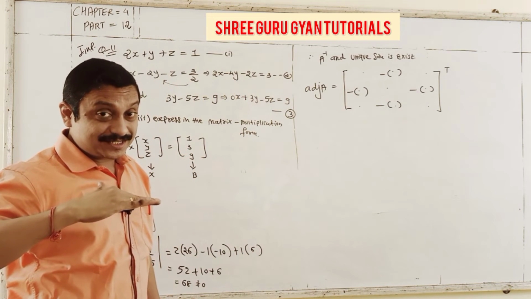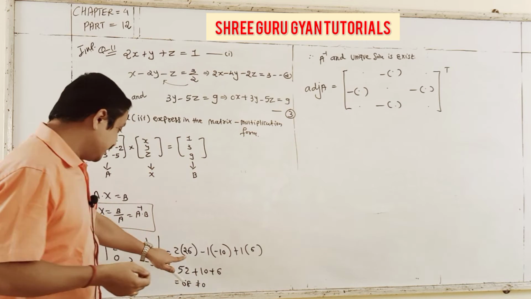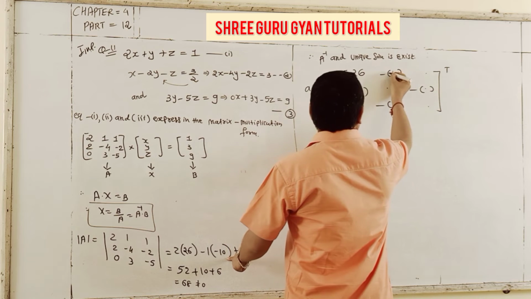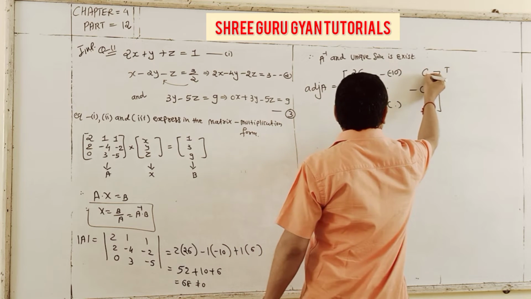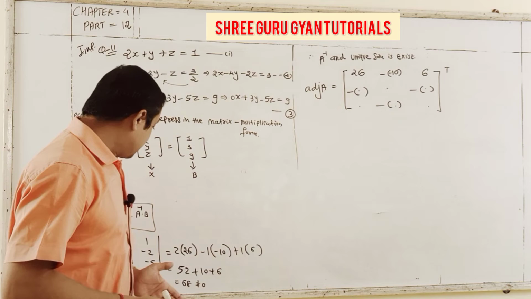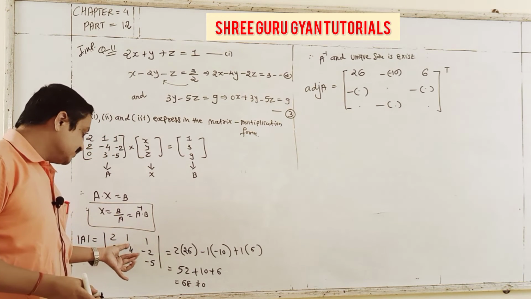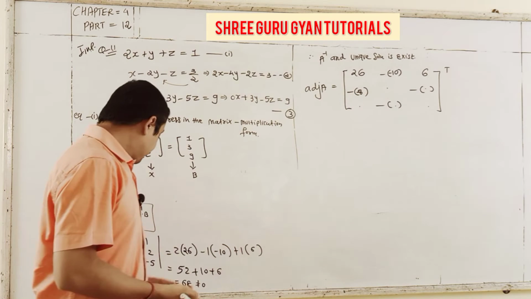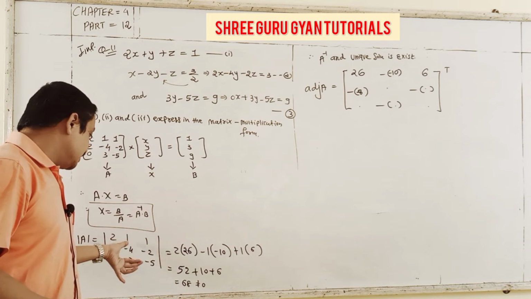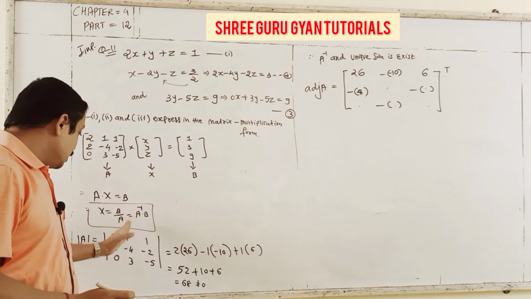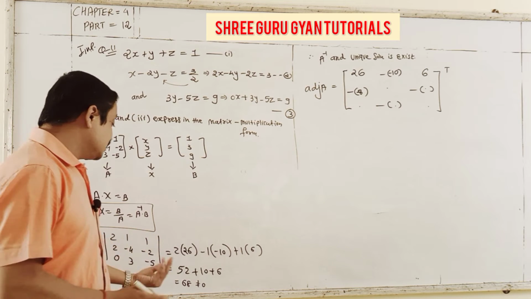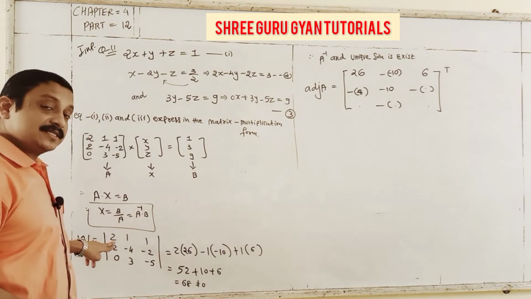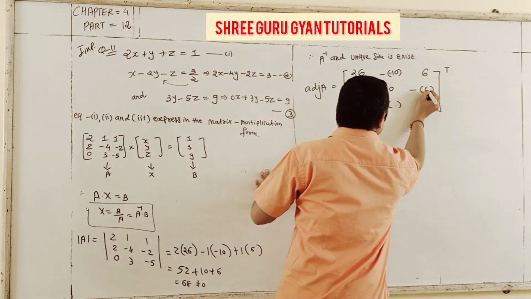First cofactors, row wise. Row 1 first cofactor already I calculated here, 26. Next minus 10, next 6. Now secondly, this and that, minus 5, minus 3, minus 8. Middle order is minus 10 with 0, so minus 10. Third order, 6 minus 0, it is 6.